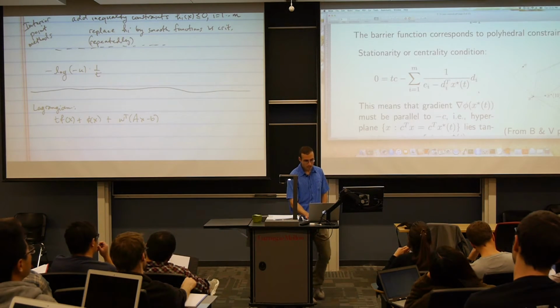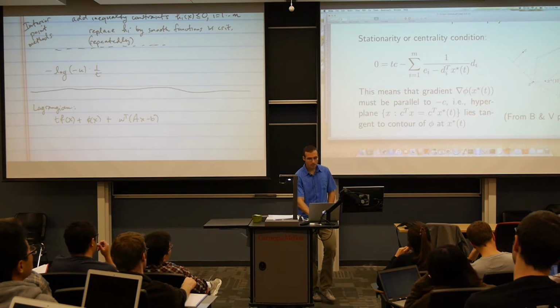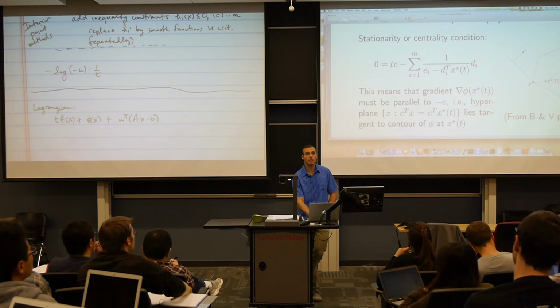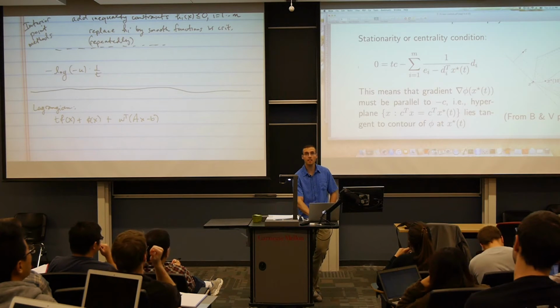And what that tells us is that the gradient, right, this is the gradient of the barrier function, must be parallel, right? It must be parallel to minus c. I move tc to the other side.